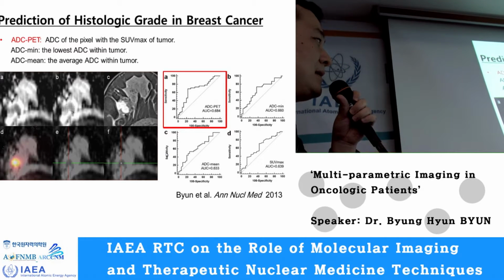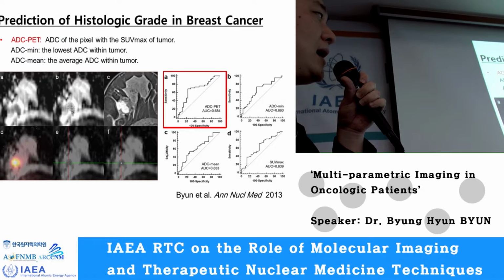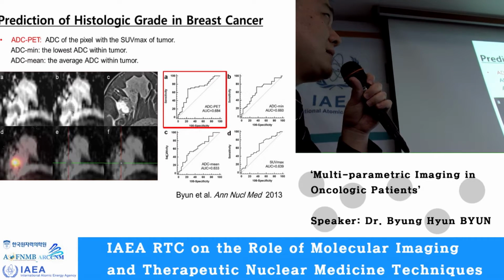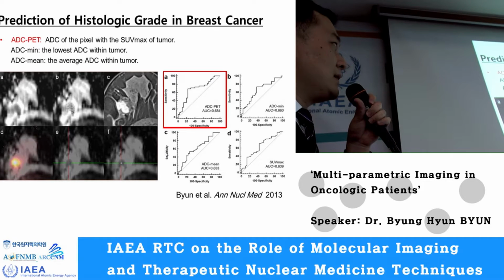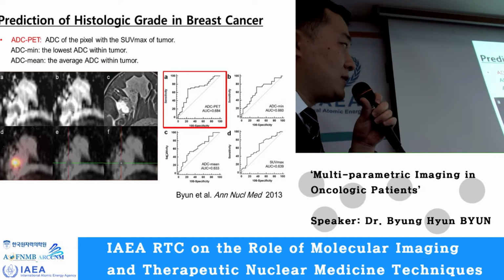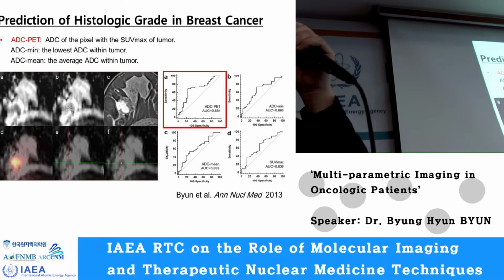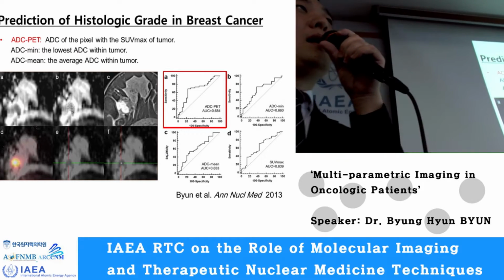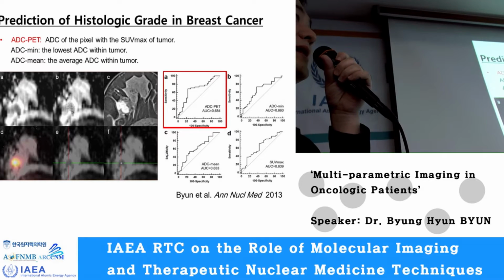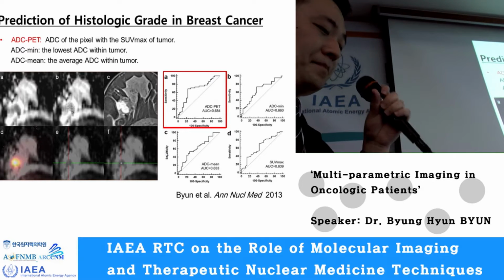This ADC showed the highest area under the curve for the prediction of the histologic grade in breast cancer. This mapping method can be useful, but more data are needed to validate it.